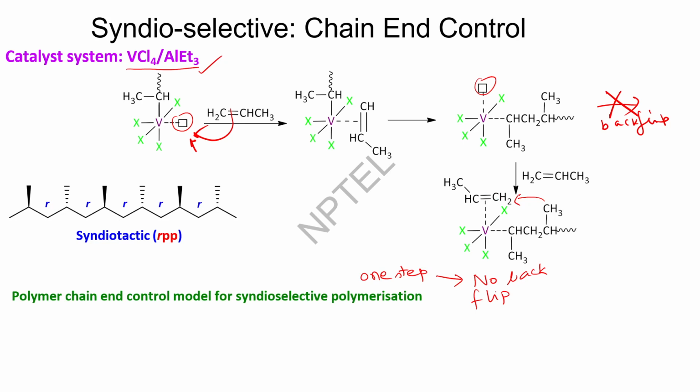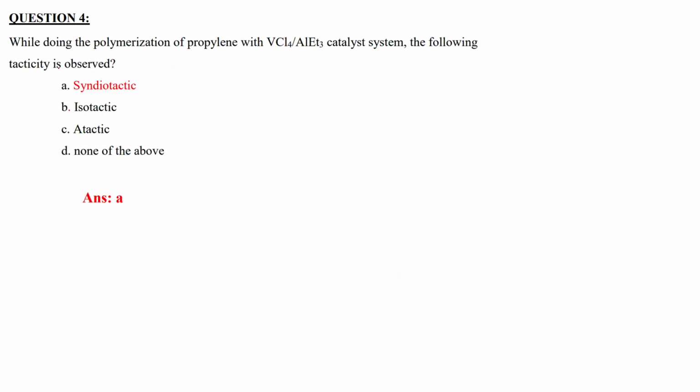So that's why the second monomer that would be coming would be placed differently here, and you are going to observe that R and S kind of conformation because it is now in a different phase. If the flip is happening, then only you would end up with same-phase methyl or monomer unit incorporation. But as the backflip is not happening for vanadium, you end up with this syndiotactic polymer.